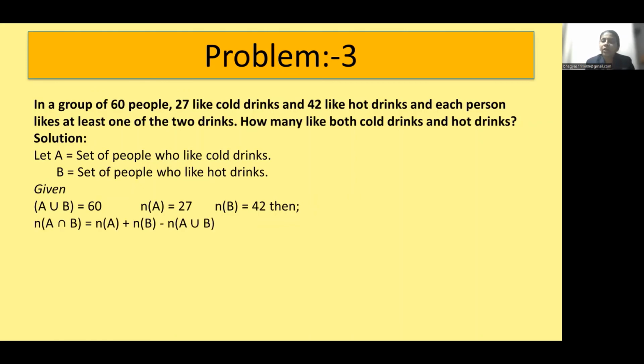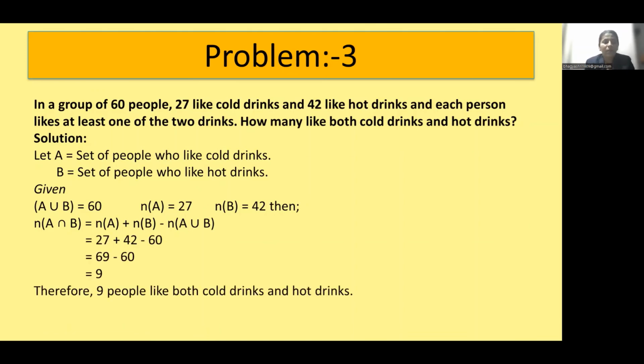Now, here every person likes at least one drink, which means their intersection is non-empty. Okay, and therefore we have to find out the value of n of A intersection B. So by the formula, n of A intersection B is equal to n of A plus n of B minus n of A union B. And so the answer is 9. And therefore 9 people like both cold drink and hot drink. Okay.